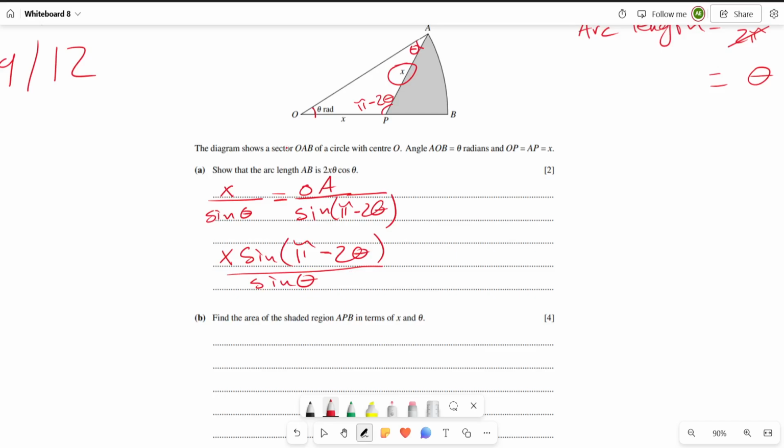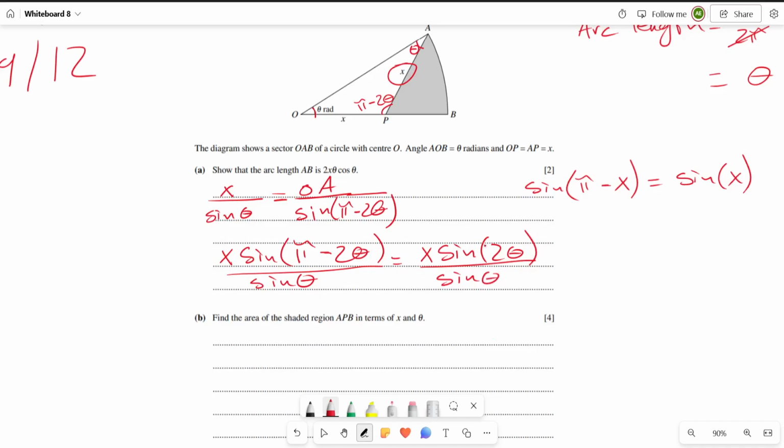Now I have to simplify. This is the radius still. I just have to simplify, and this requires some trigonometry knowledge, or trigonometric identities knowledge. I know that sine of pi minus any angle is basically equal to sine of that angle, and you can try it in the calculator. So basically this is going to equal x times sine 2 theta over sine theta.